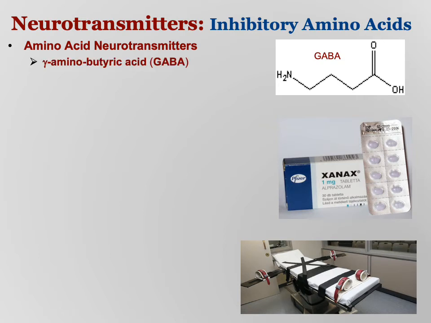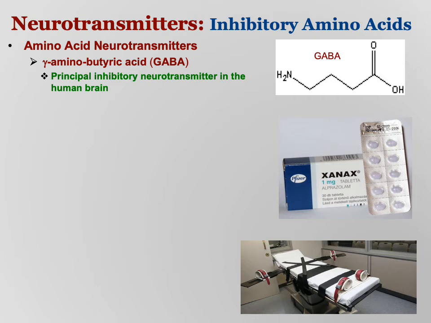Here we have more amino acids, in this case gamma-aminobutyric acid, which you don't have to know that, just remember it as GABA, G-A-B-A. This is the principal inhibitory. So remember, glutamate was the principal excitatory neurotransmitter. This is the principal inhibitory neurotransmitter in the human brain. You have to have both.